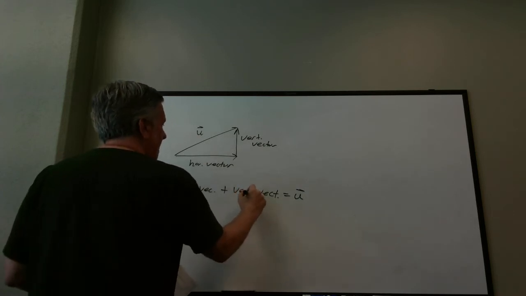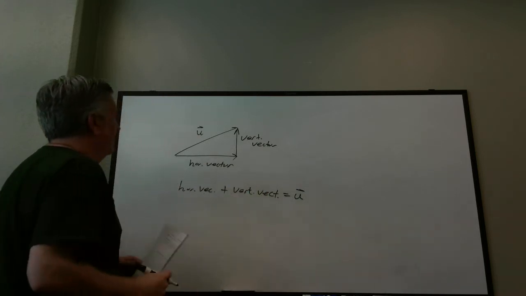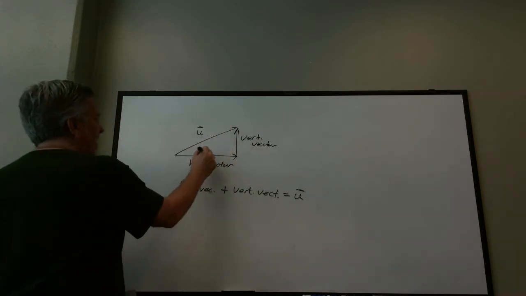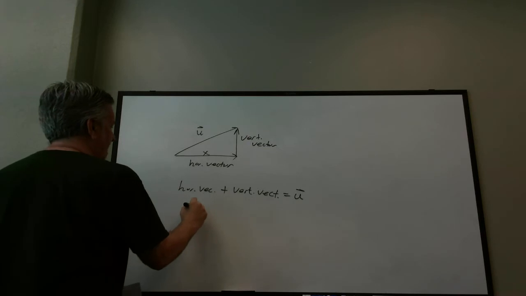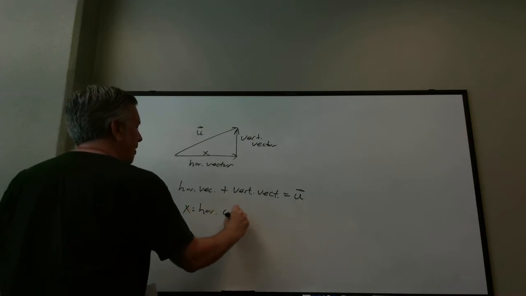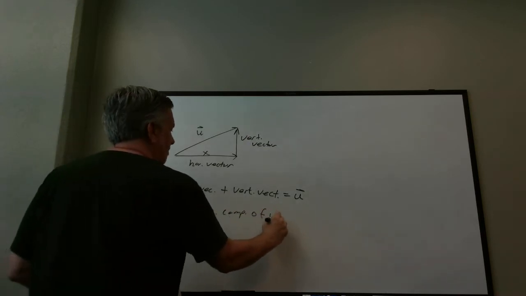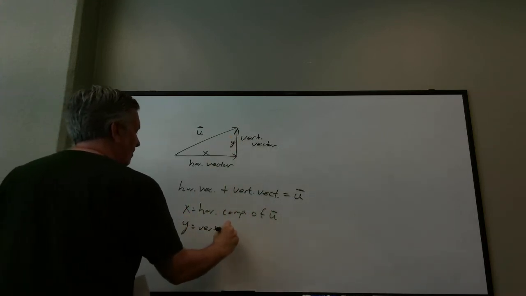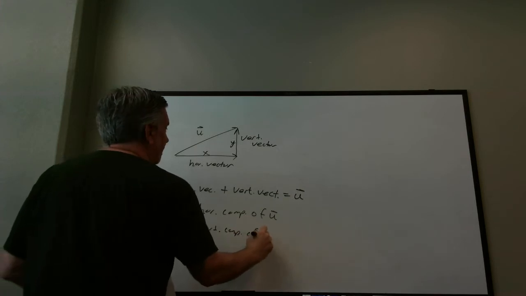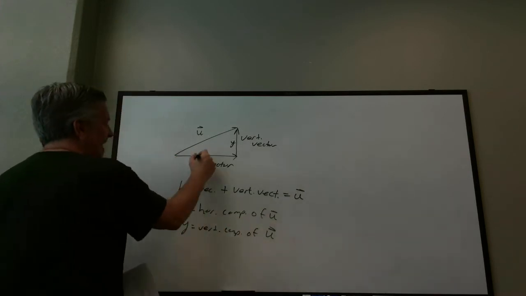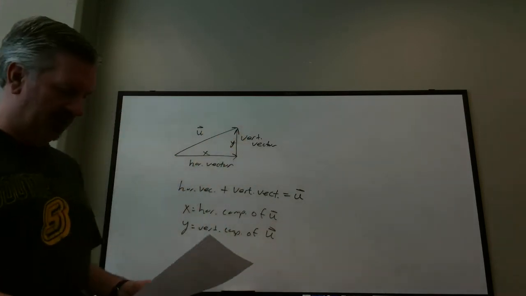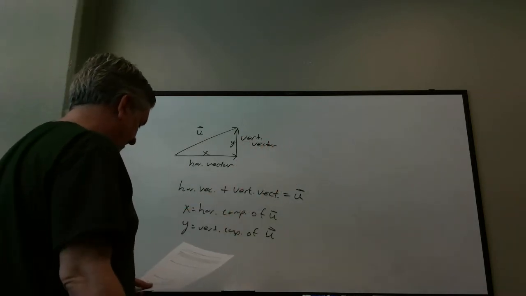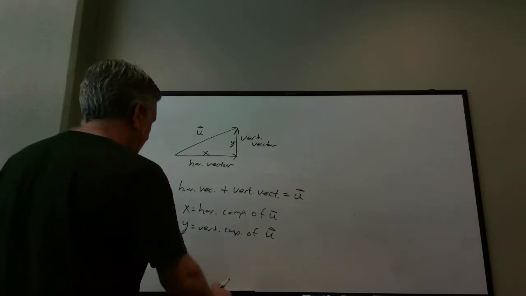Okay, so that's all we've done here. We're breaking up a vector into a horizontal part and a vertical part. So this length right here, I'm calling x. x is the horizontal component of u. And if I call this length y, y is the vertical component of u. So just the length of that and the length of that, those are your horizontal component and vertical component. That's all there is to it.